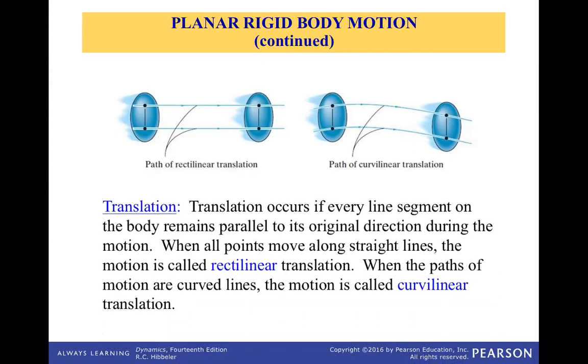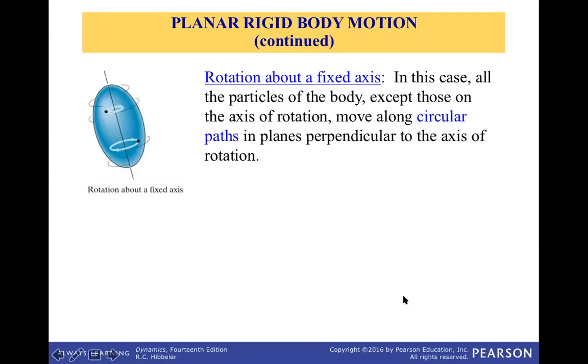So, more details. The first type, translation, as we briefly explained in the previous slides. In this case, every line segment on the body remains parallel to its original direction during the motion. That means you take any two points and connect them, and this line during the motion will remain parallel to its original direction. When all the points move along a straight line, it's rectilinear translation. If the path curves, it's called curvilinear translation.